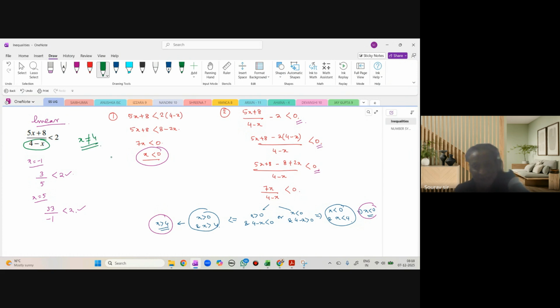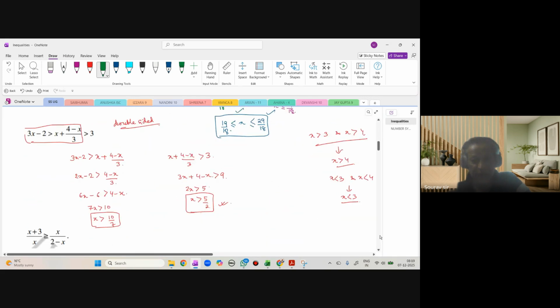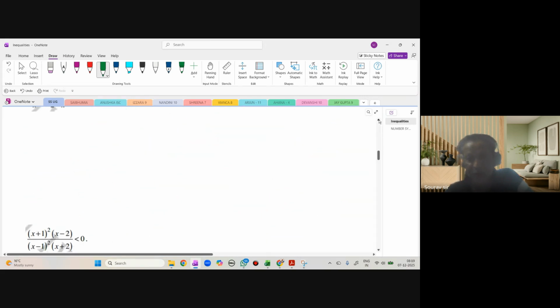Now, in this case, we did not get a solution which involved 4. It was greater than 4. But just in case you got a solution equal to 4, then you have to rule that out, because in the original expression, you have a 4 minus x in the denominator, and that cannot be 0. So this is one important thing that you should always follow.